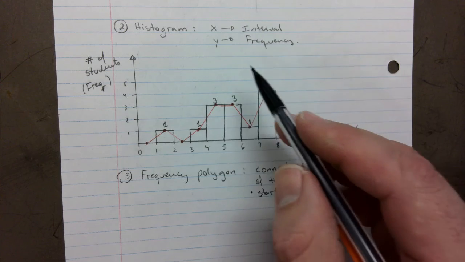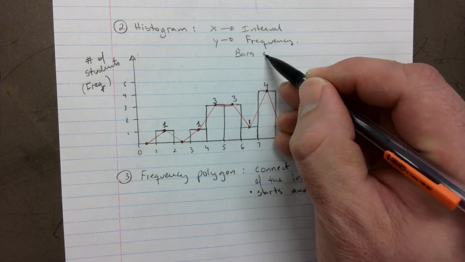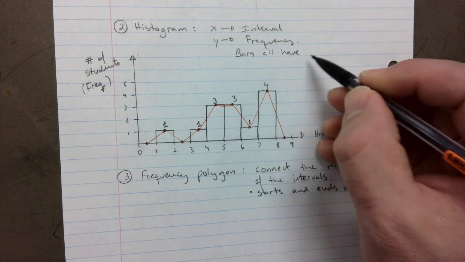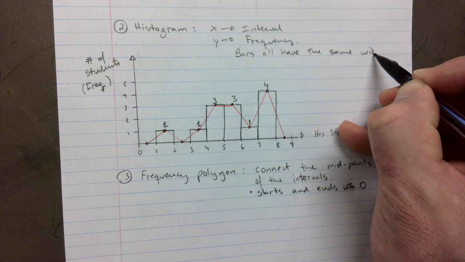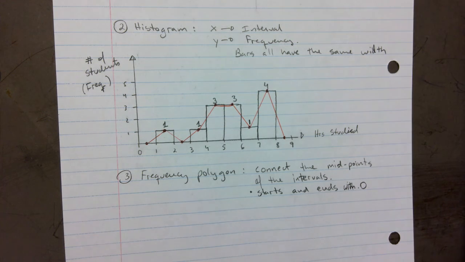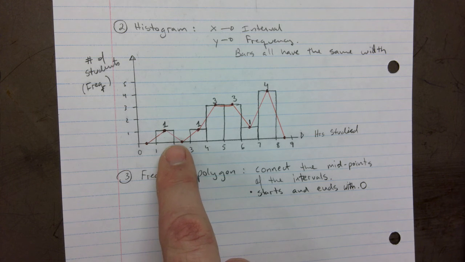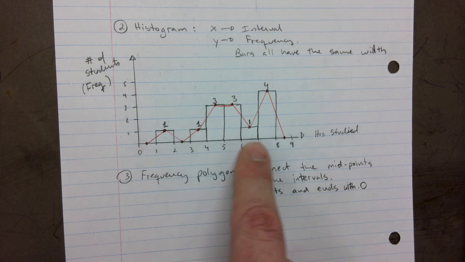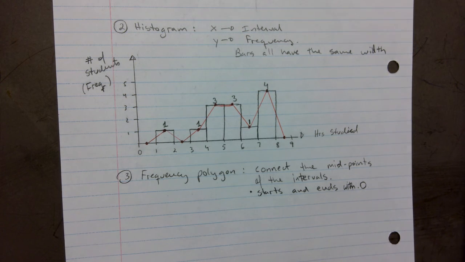I should just say here for histogram, bars all have the same width. So you're basically picking the width up top when you're making a frequency table, and you stick with it, okay? You can't go from 1 to 2 and all of a sudden to 4, right? You have to go up by 1 if you choose to do so, right? So that's how you make one of those.